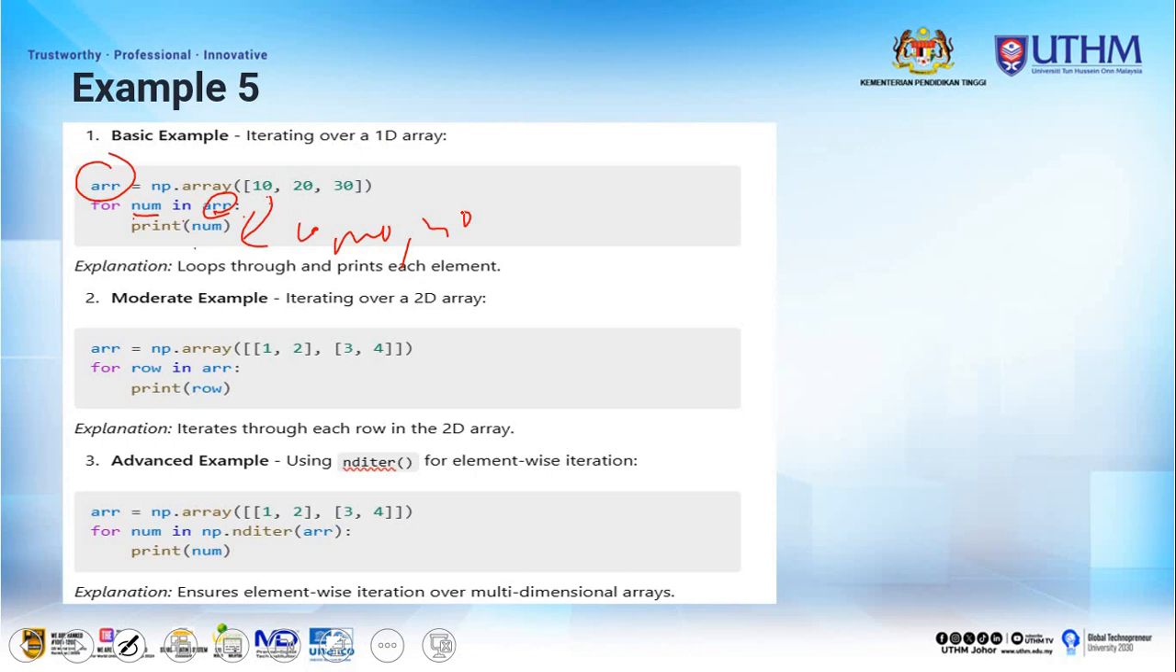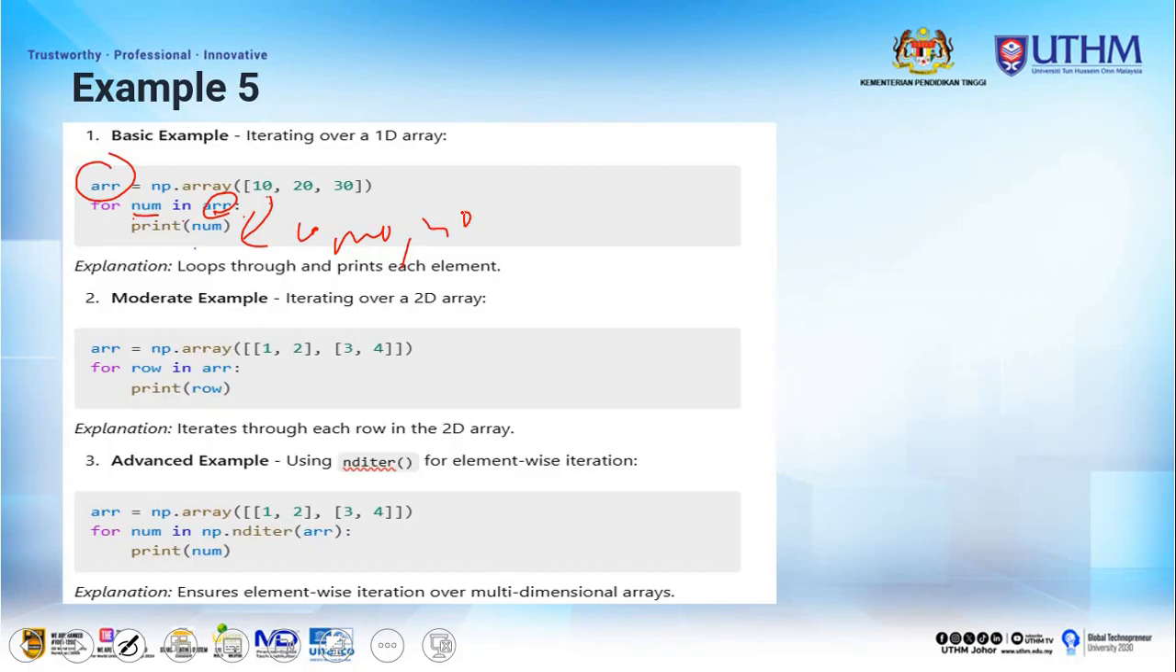Second example, iterating over a two-dimensional array. It iterates through each row in two dimensions. So it goes through row by row. For row in array 1, 2 and 3, 4, it just prints 1, 2 and 3, 4. We will do practical also. This is just an example for you to understand the basic concept of slicing, iteration and also indexing.